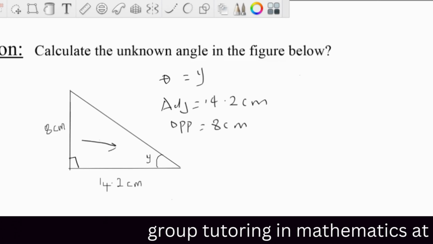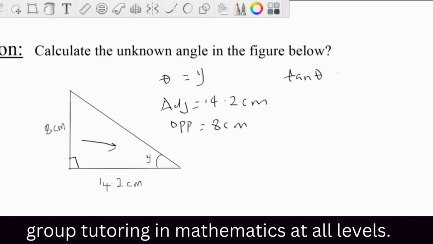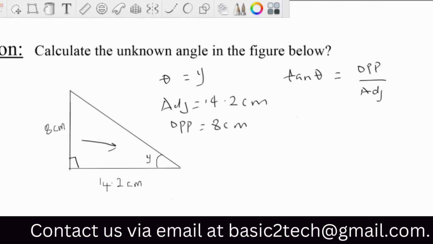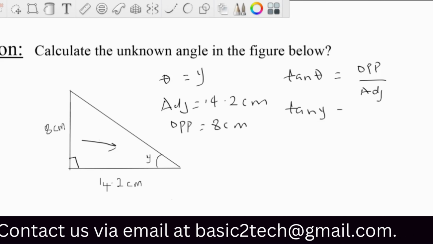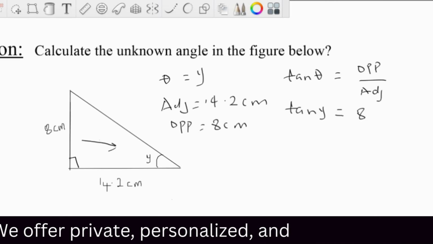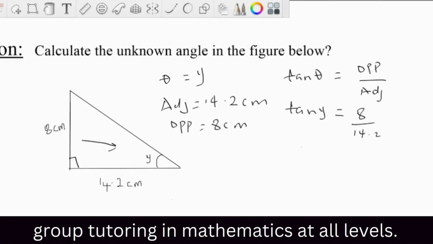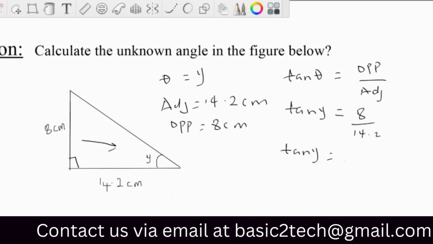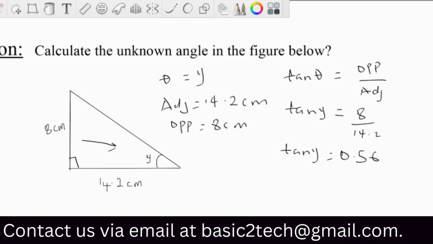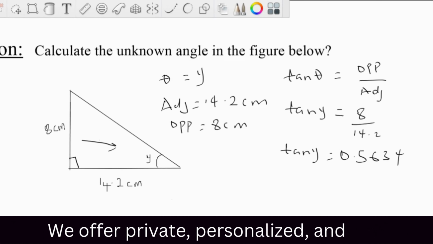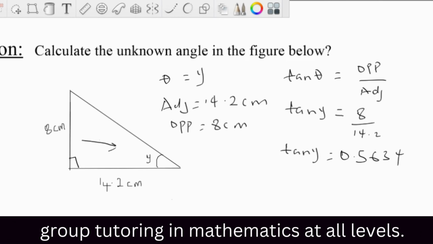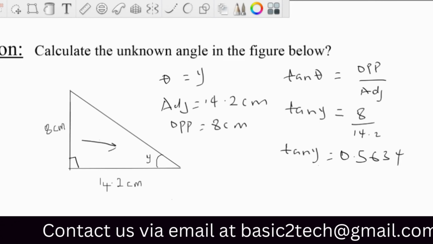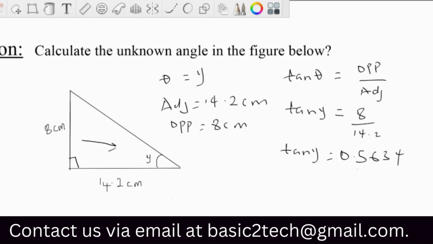So what we use here is the tan. We use tan theta equal to opposite over adjacent. Now we log in the values. So we have tan y equal to opposite is 8, adjacent is 14.2. So we have tan y equal to 8 divided by 14.2, which is 0.5634. You can double check that. 8 divided by 14.2 is 0.5634.